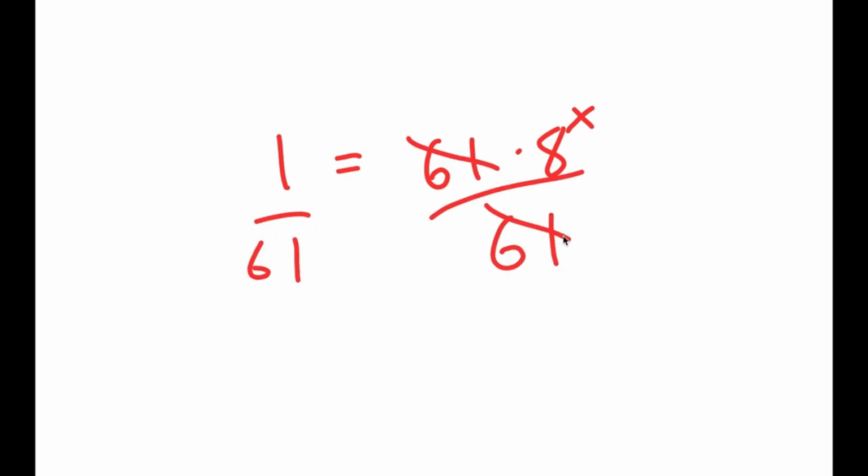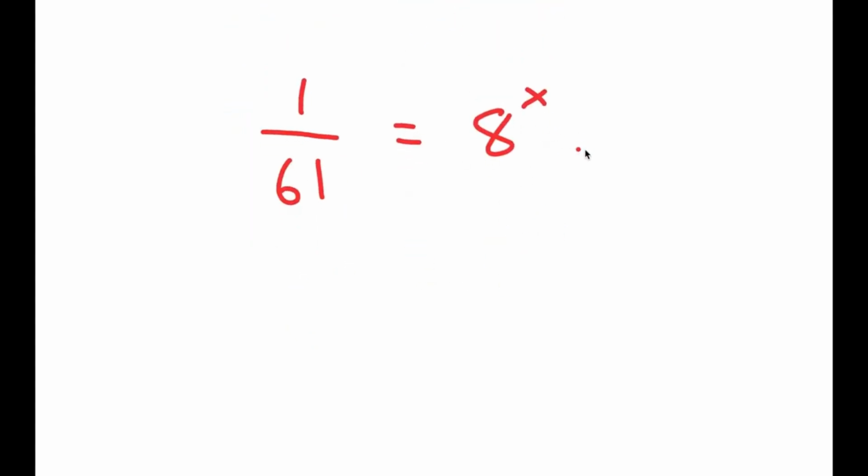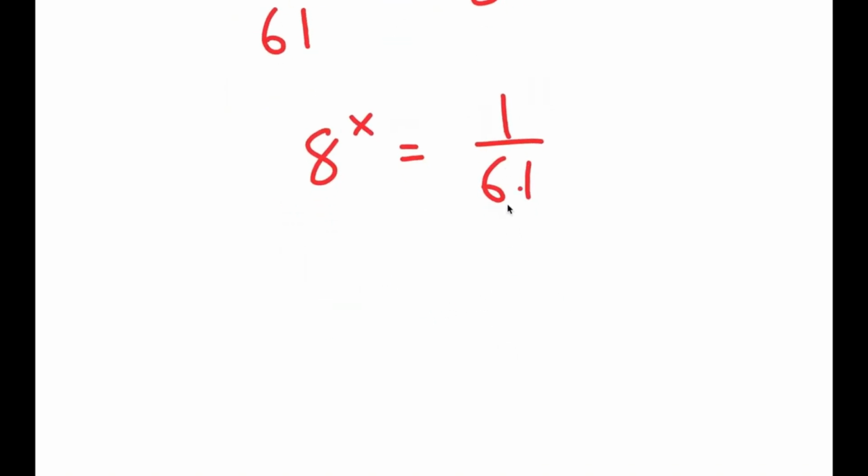So these two cancel out, and I get 1 over 61 is equal to 8 to the power of x. Let me just switch the sides of these, so I get 8 to the power of x is equal to 1 over 61, which is much simpler to solve.